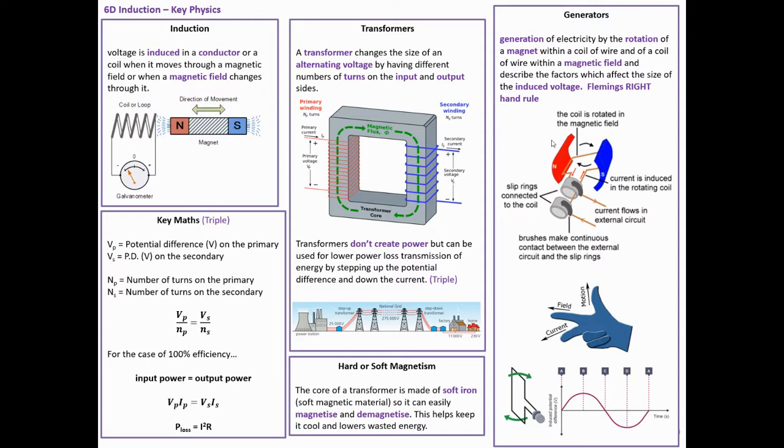You can see a typical setup here for a generator with slip rings connected, and effectively when the coil of wire is turned within the magnetic field, we're making a continuous contact with the slip rings, and we produce an AC, an alternating trace. And this is why we use transformers to adapt the current flow, because it's an AC trace. There's got to be an AC input for it to happen. It doesn't work with DC.